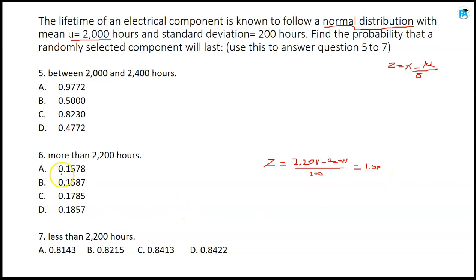So what the question wants us to find is more than 2200. Since we've converted 2200 to 1 in form of z, it's now z equals 1, okay? Meaning more than 1. So to find more than 1, what does it mean? When you sketch a curve, let's say you sketch a curve, I'm not sketching the curve, well, manage it like that.